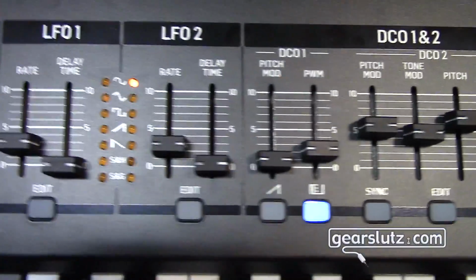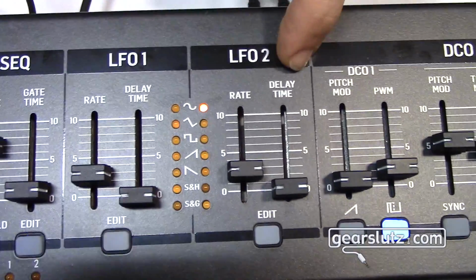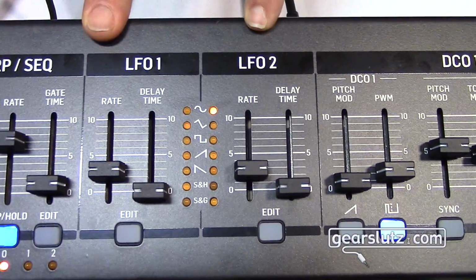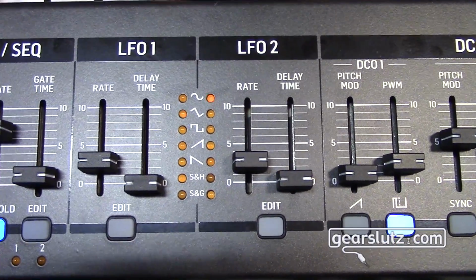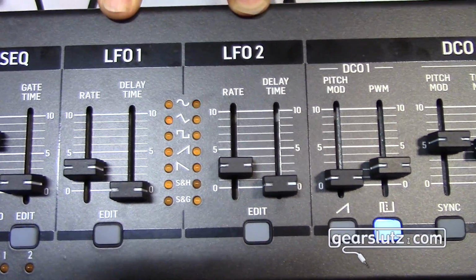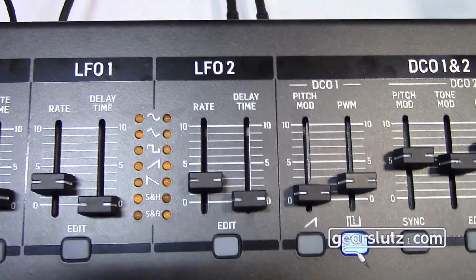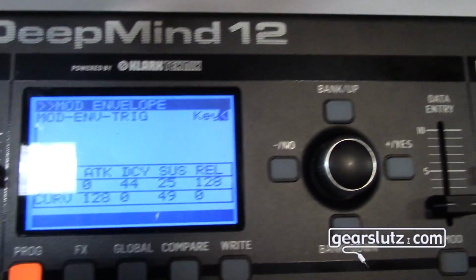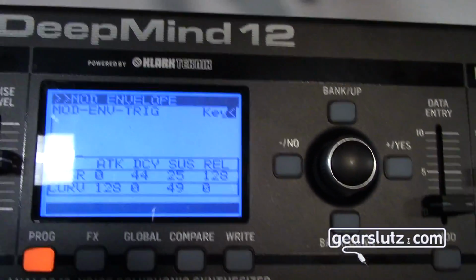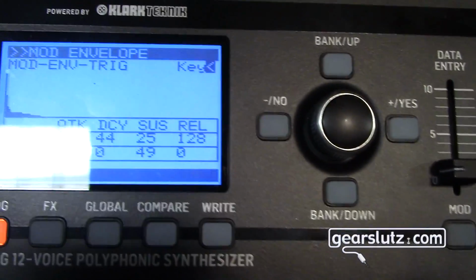Two LFOs with a delay on each LFO. They can be pushed into the audio rate, and if you key sync as well, you can get a relatively reasonable range into the audio rate, a little bit higher than the specified range on the LCD, which is normally about 60 Hertz. It goes into about 1K.